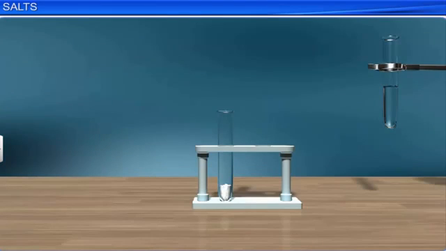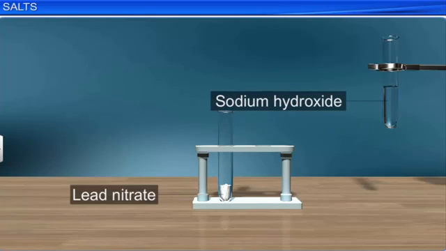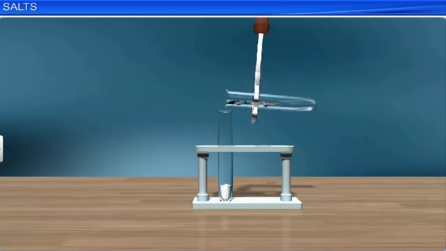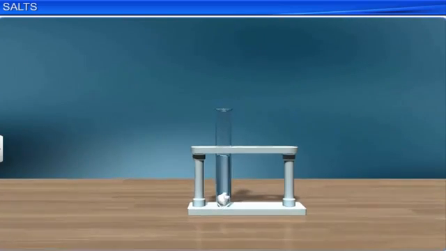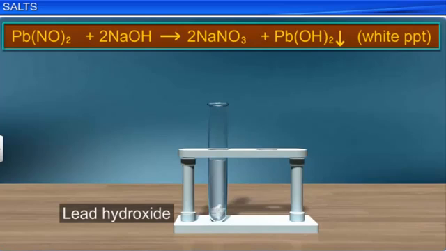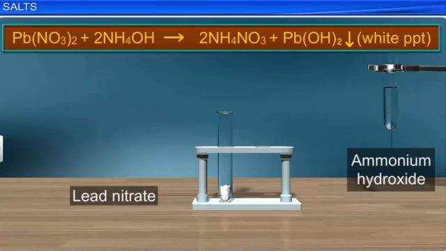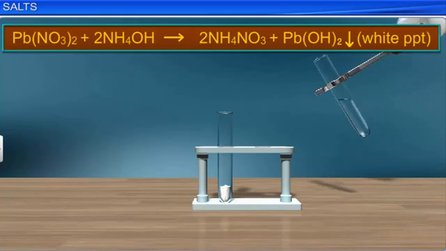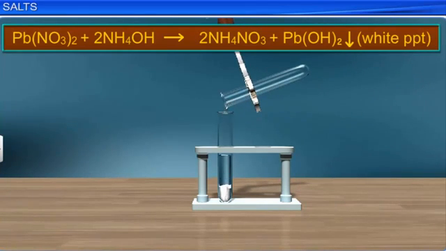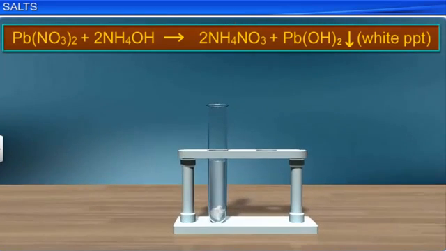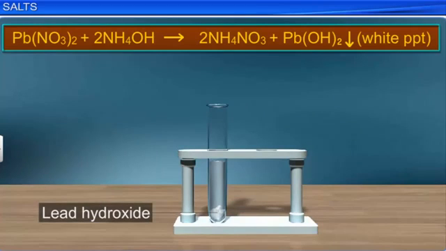Plumbum, in its colorless salt lead nitrate, reacts with sodium hydroxide and forms a white insoluble precipitate of lead hydroxide. This precipitate is soluble in an excess of sodium hydroxide. The reaction of lead nitrate with ammonium hydroxide forms a white precipitate of lead hydroxide.